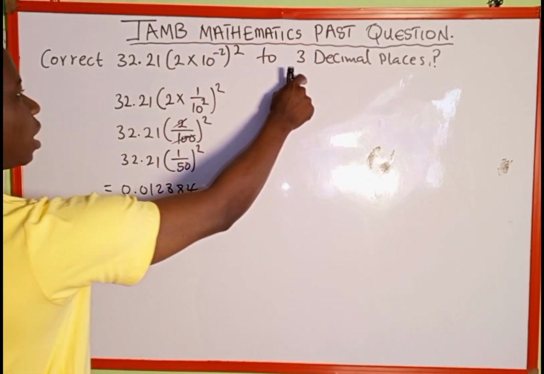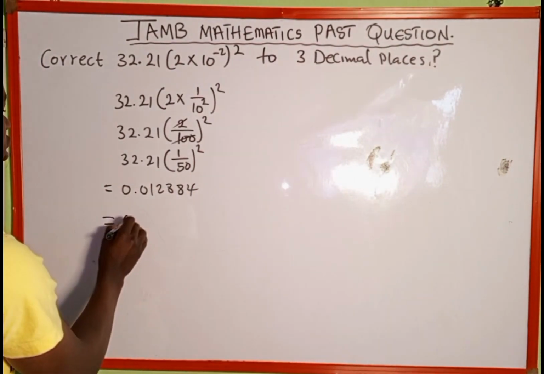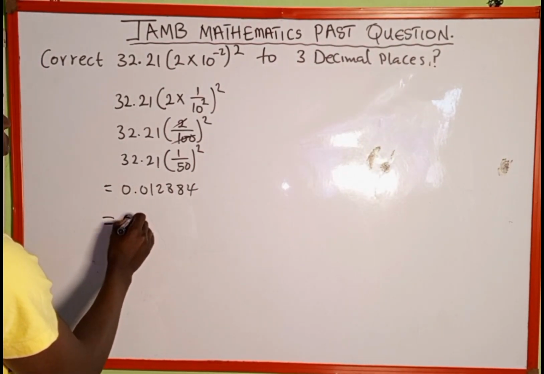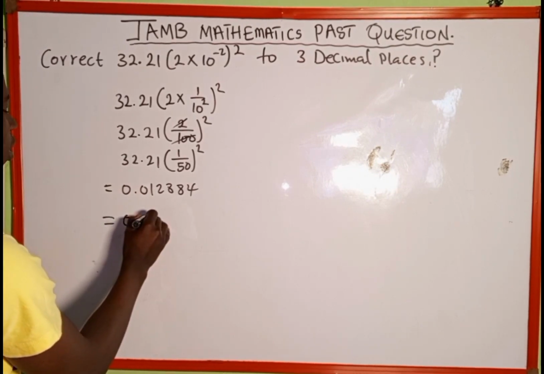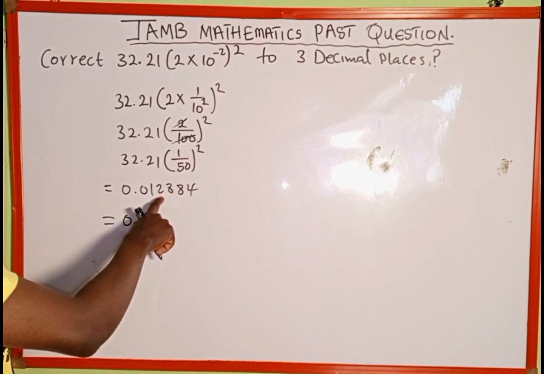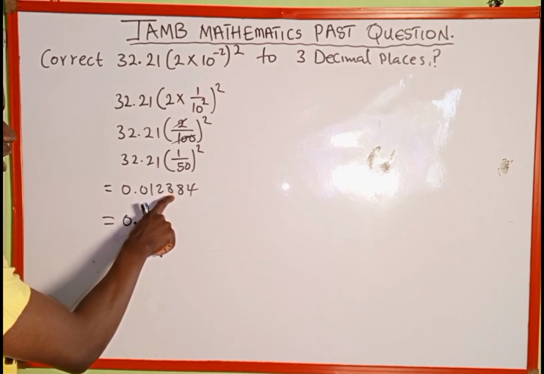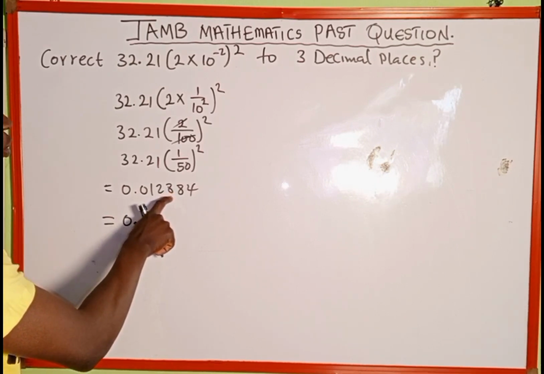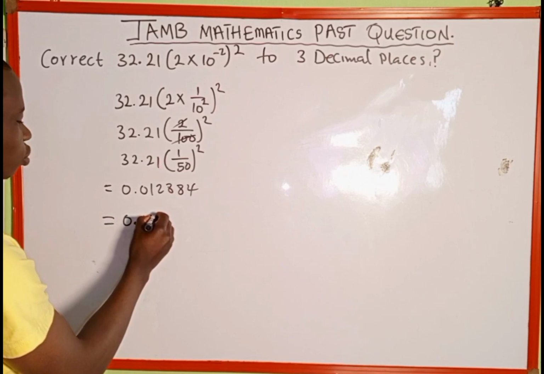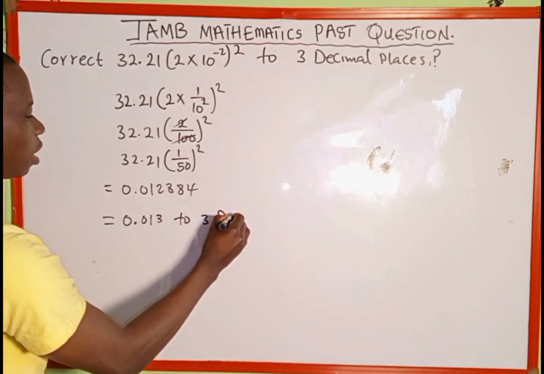So it's going to give us 0.012884. And remember, they say we should correct our answer to 3 decimal places. So this is going to be 0. After the point, the next 3 numbers we have are 0, 1, and then we stop here because it is 3 decimal places. But you check the next number. If the number is 5 or above, then you approximate. So the next number is 8, and 8 is above 5, so we approximate the 1 here to 3. So this is to 3 decimal places.